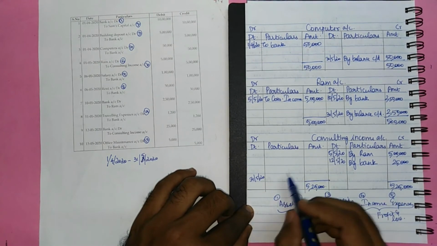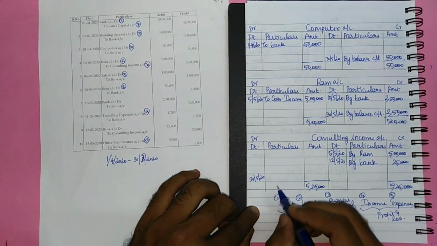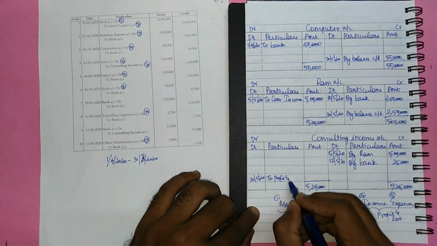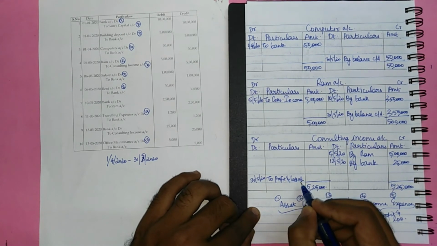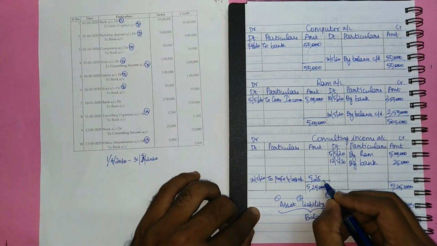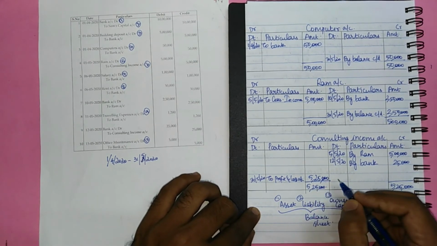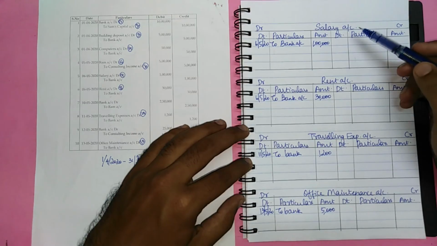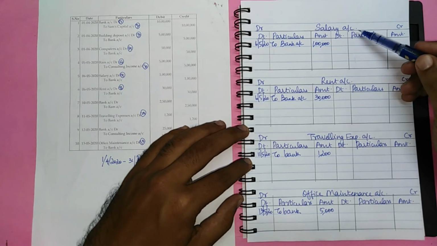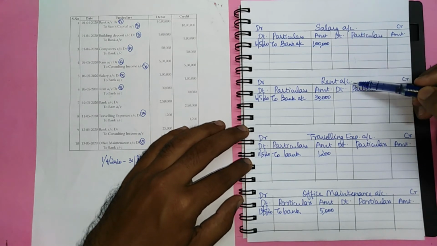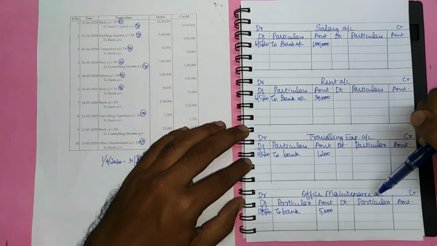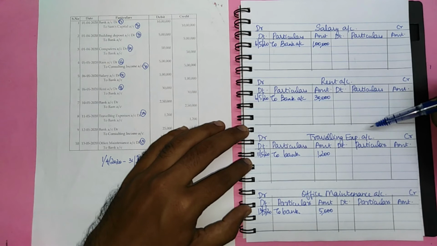Since this is a P&L item, we will be transferring this to profit and loss account. So to profit and loss account, the balancing figure is 5,25,000. This is an income. Now all this remaining 4 are P&L items only. Salary account, which is an expense account, rent account, which is an expense account, traveling expense also is an expense, and office maintenance is also an expense. So let us balance one by one.